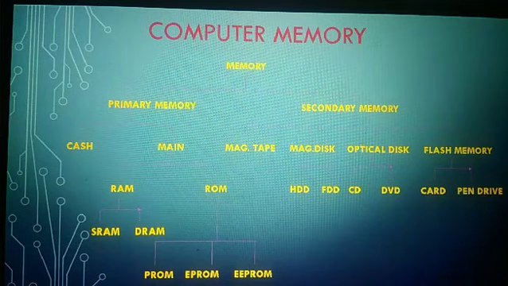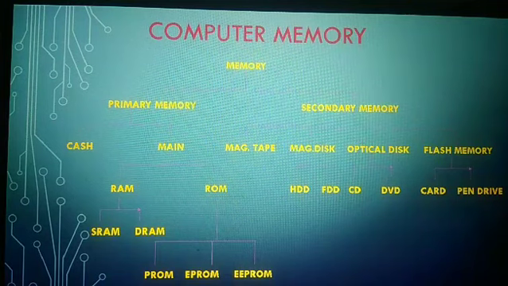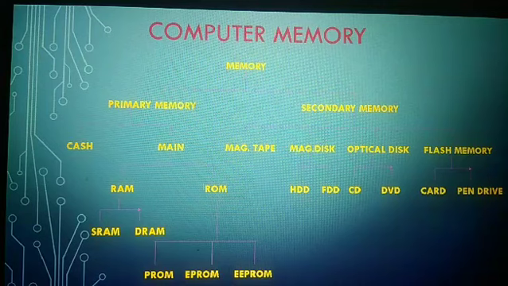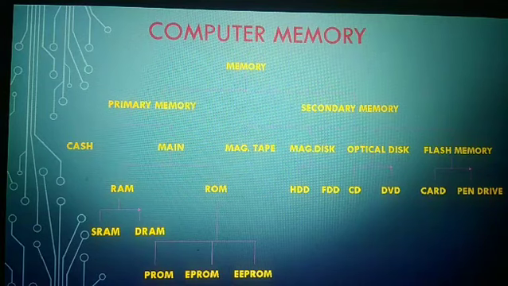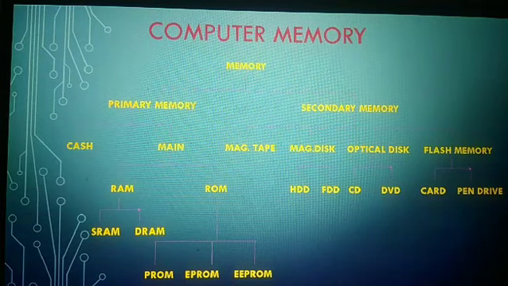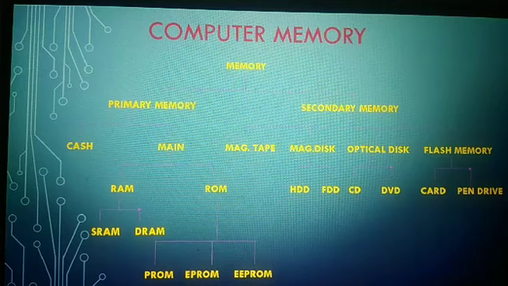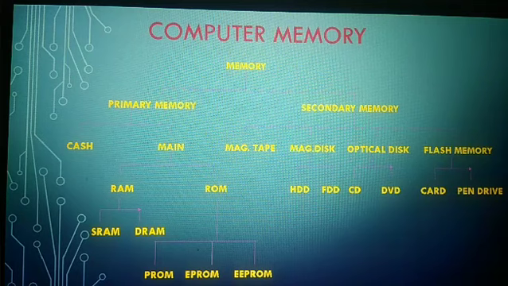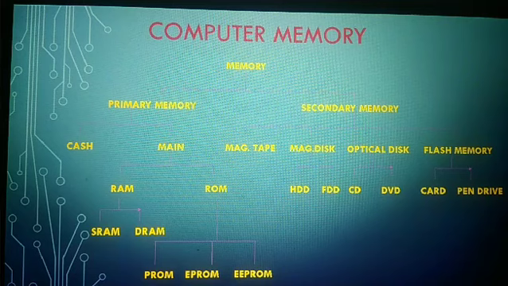Primary memory is also called main memory. This memory is limited and information stored in this memory gets erased when you turn off the computer. So it will store your data whenever your PC is started. But when you turn off your computer, your data will be erased. Is it clear?